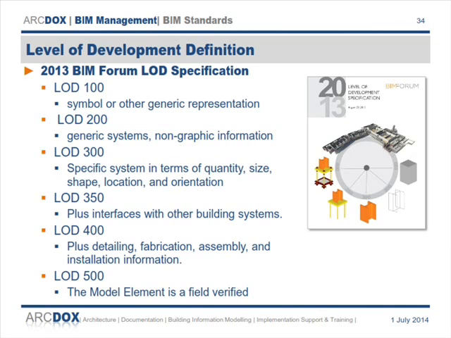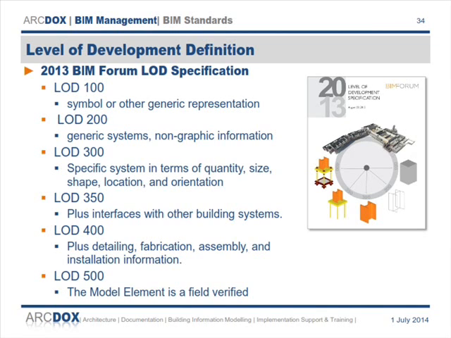So LOD 100 is just a symbol or a very simple rectangular box or circle or something representing an object. LOD 200 is then a generic system with some non-graphic information attached to it. 300 is a specific system, correct in terms of its quantity, its size, its shape, its location in the building. 350 is sometimes referred to as well, is basically LOD 300 plus how it interfaces with other objects in the model, other entities in the model as well.